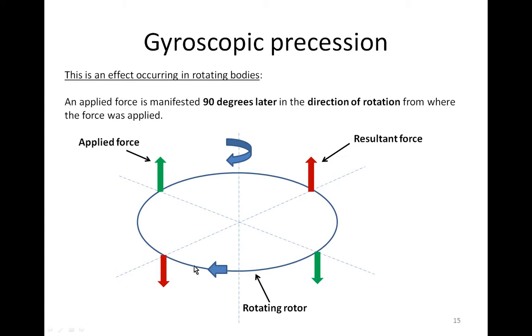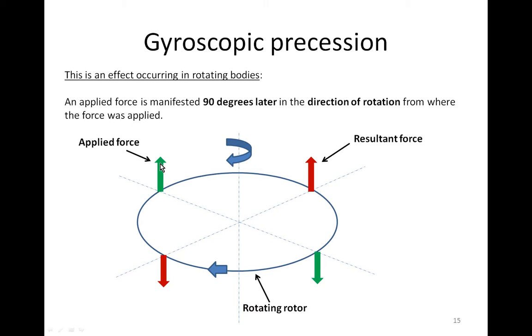The circle is the rotor. The blue arrows show the direction of rotation. Let's say that I want to tilt the rotor to the right. Naturally, I apply a force downward to the right and a force upward to the left.